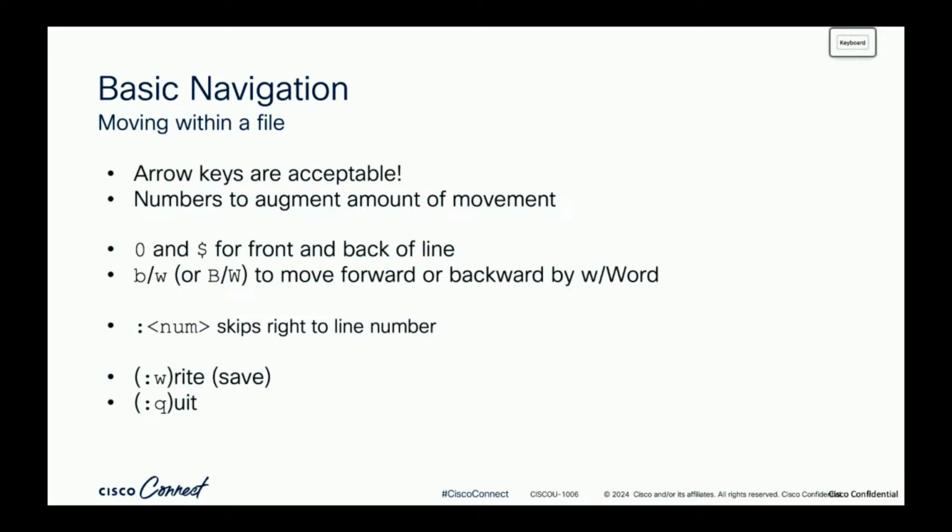B and W also have a capital B and capital W. W moves forward and B moves backward. That will move by word boundaries, so by spaces, essentially. The reason I have the capitals is that normally with the lowercase, a period or a comma is treated as a word. If you use the large B and large W, then you skip over those as well. It counts those as part of the word, not an individual word.